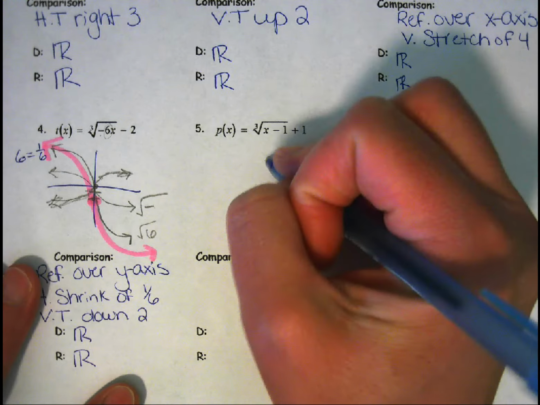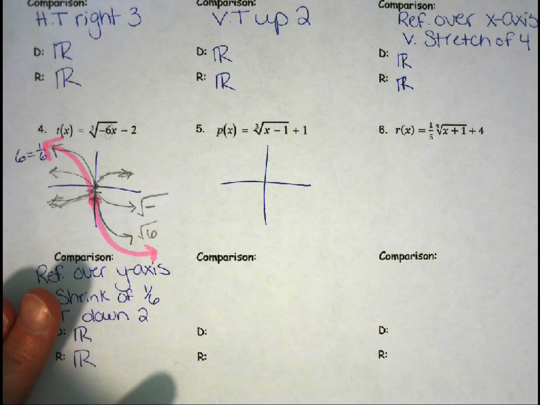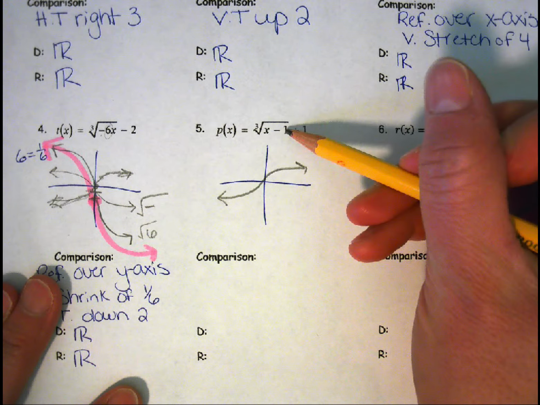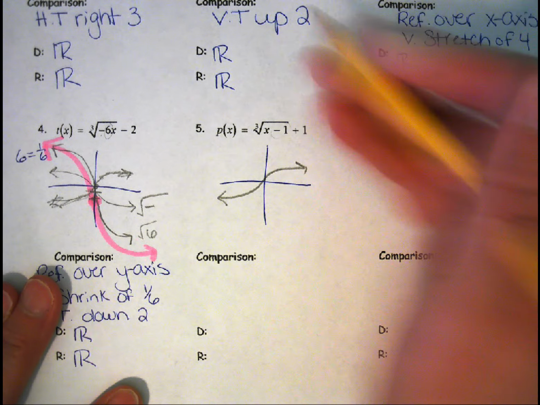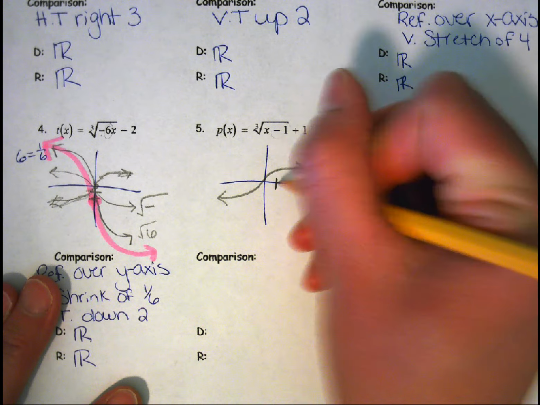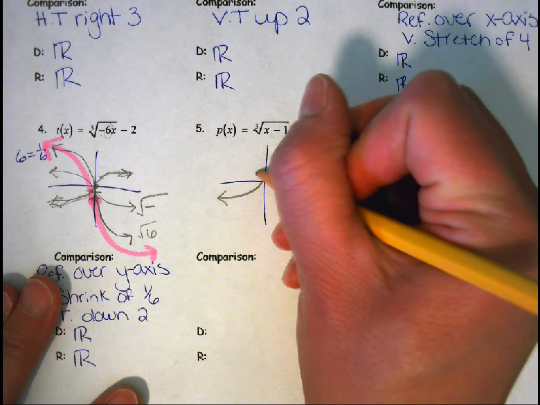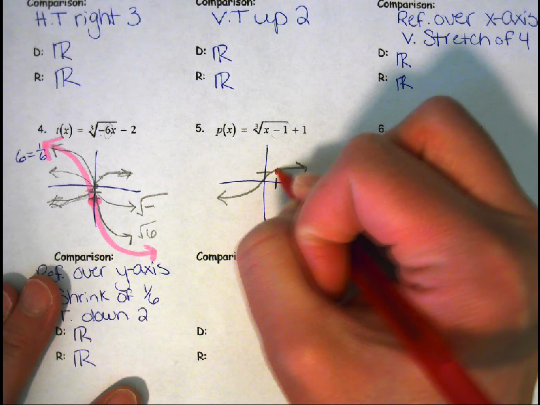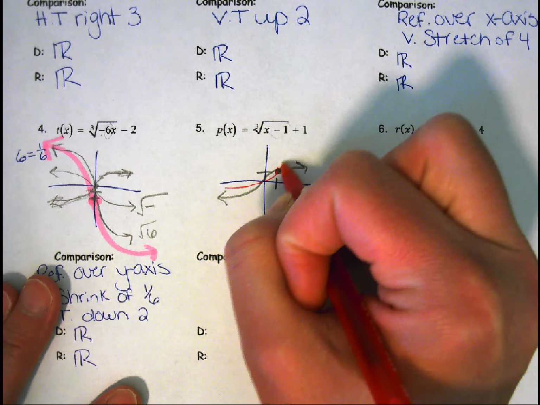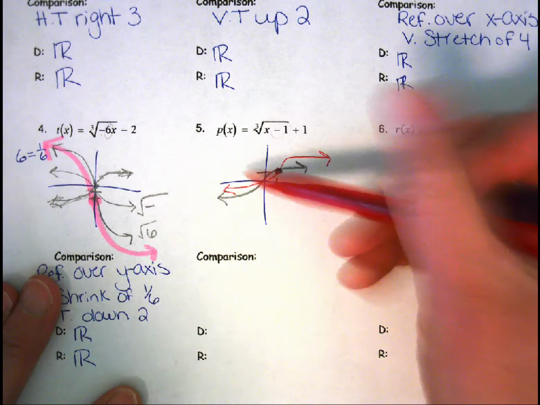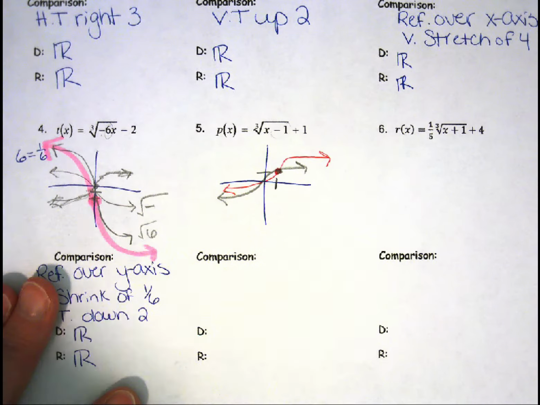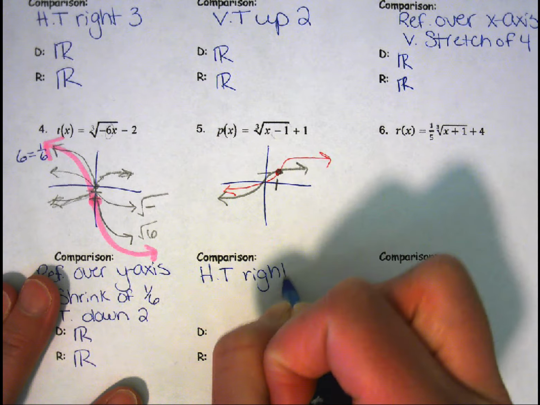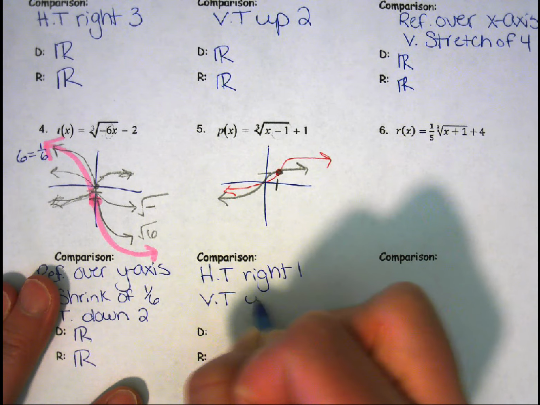Okay, hopefully you tried this one. So we have the original, we have this cube root here, that's the parent. We're going to move, remember, right 1. We always do the opposites. We're going to move right 1, and we're going to move up 1. So here's the new spot. So our new spot is right there, and then we don't do any stretch or shrinks. So it's just the same curve to it. And that would be our comparison. Horizontal, right 1, and vertically up 1.